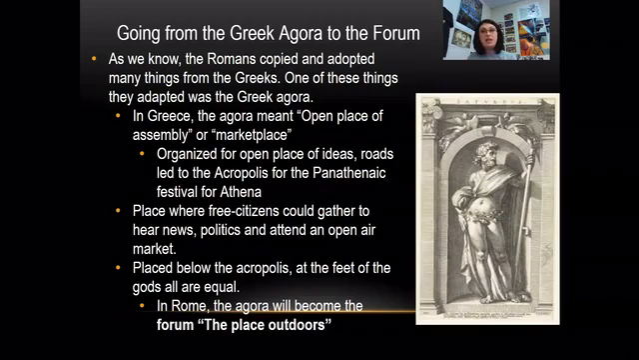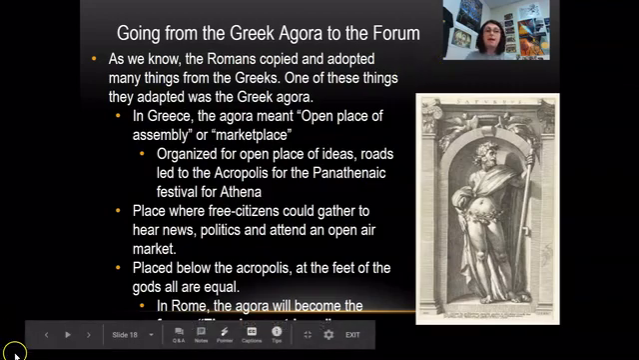Then you get Nero and Domitian, who try to add on to it for their own glory. Trajan will add on his own great massive forum, but he's going to do it in a way that not only honors him, but it honors the people of Rome as well.